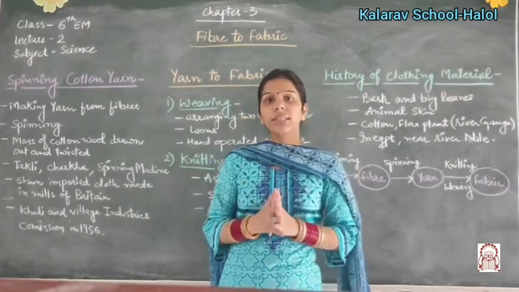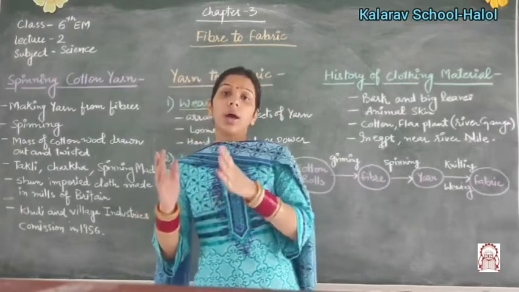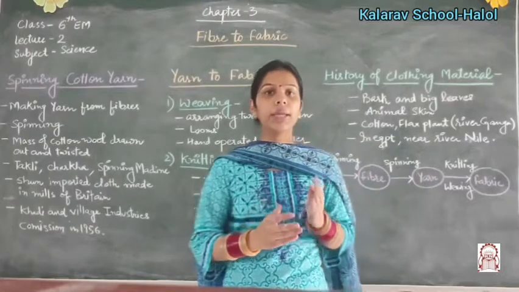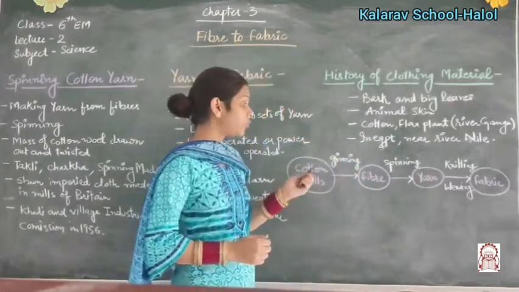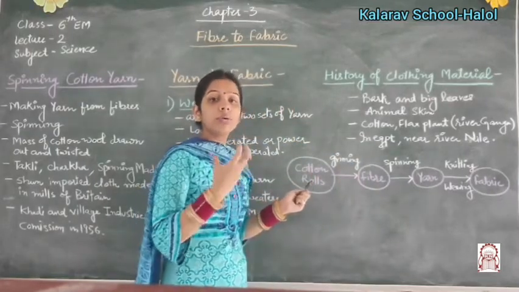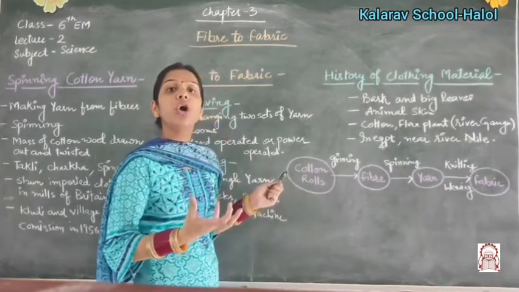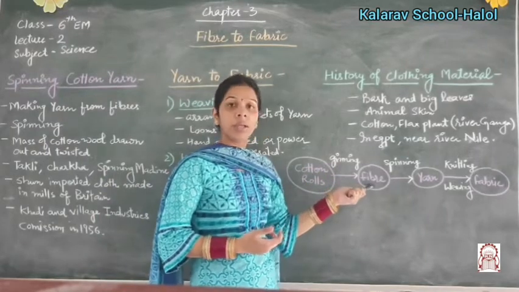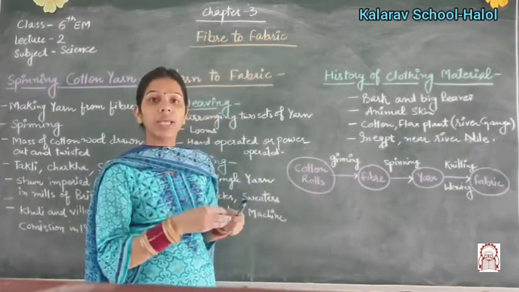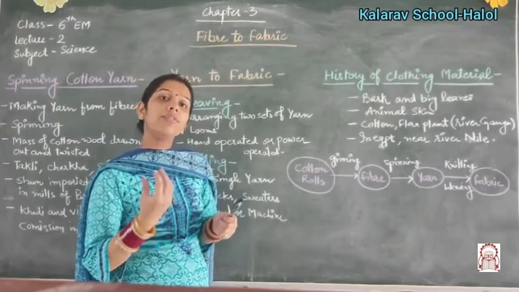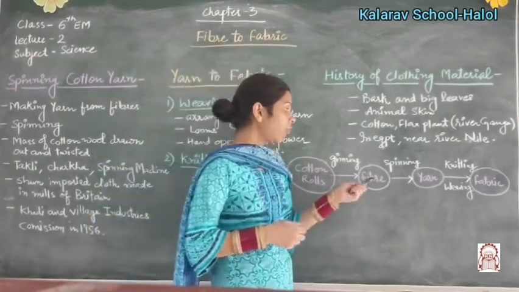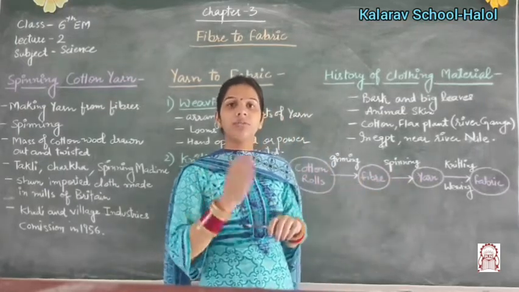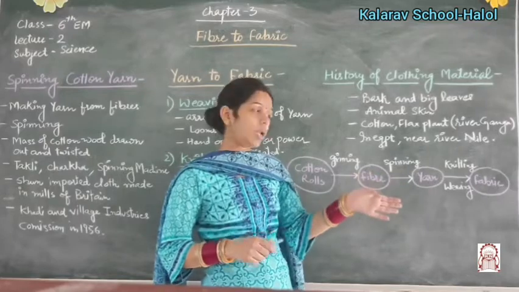Here I will discuss how the journey from fiber to fabric takes place. We have to recapitulate the topic like this. Number one, firstly there are cotton bolls obtained from the fruit of the cotton plant. By the process of ginning, we obtain fiber. Ginning is the process of taking out cotton material from seeds. From fiber to yarn, it is done by spinning. Spinning is the process of converting fiber to yarn.